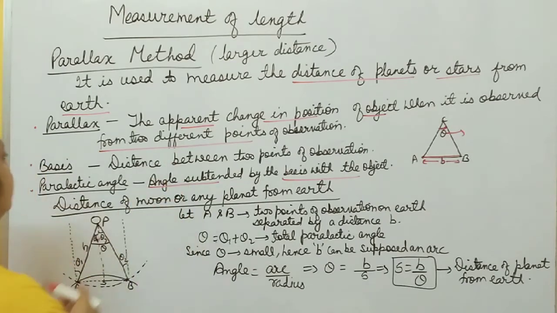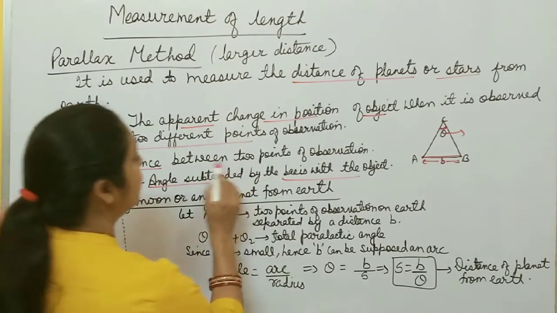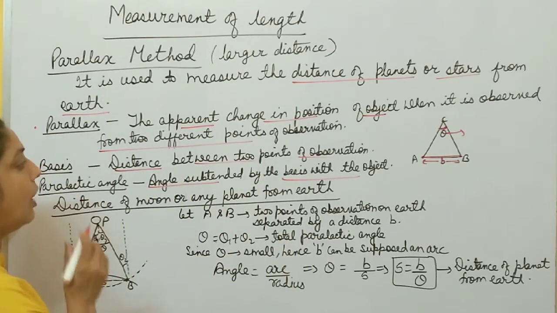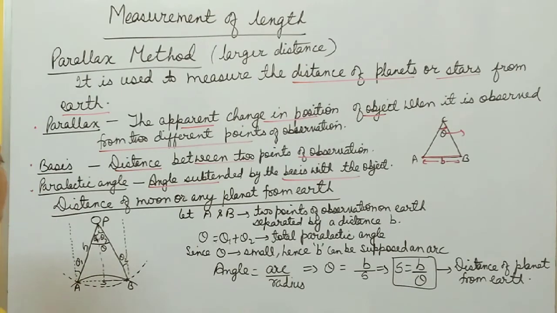Hope it's clear what is parallax, what is basis, the distance between two points of observation, and what is parallactic angle. Now how do you measure the distance of any planet from the surface of the Earth? Here, the distance of the moon or any planet, suppose this is any planet, the object is here, and this one is Earth's surface, and you are observing from two different points on the Earth.